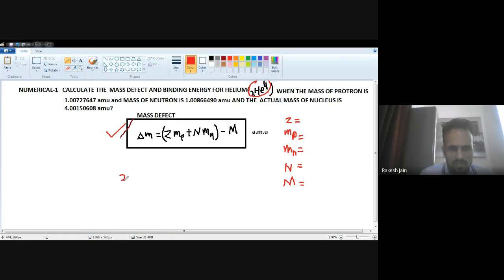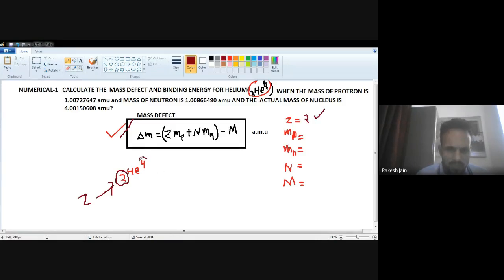Which one is the atom? The atom is helium. So first of all, this value is termed as Z. In this value, the number of protons, that is the atomic number of any atom, is given as 2. So here Z is equal to 2.